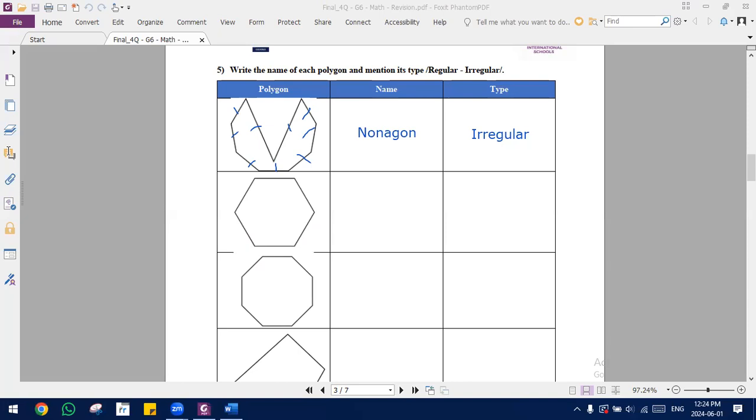Now, second shape, all sides are equal as you can see. How many sides? 1, 2, 3, 4, 5, 6. 6 sides means hexagon. Is it regular? Yes, it is. Because all sides are equal. Next shape, we have 1, 2, 3, 4, 5, 6, 7, 8 sides. 8 sides, we call it octagon. Is it regular? Yes, all sides are equal.